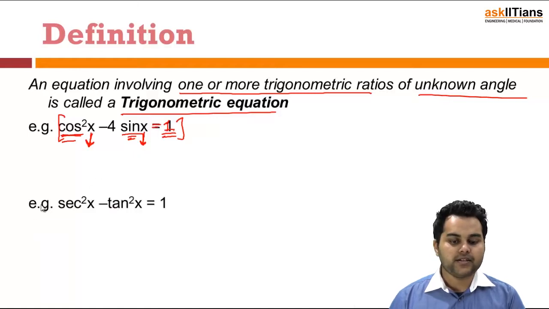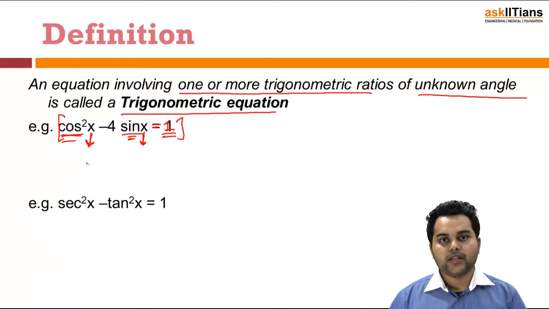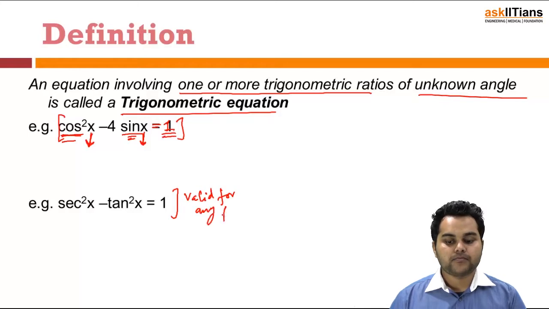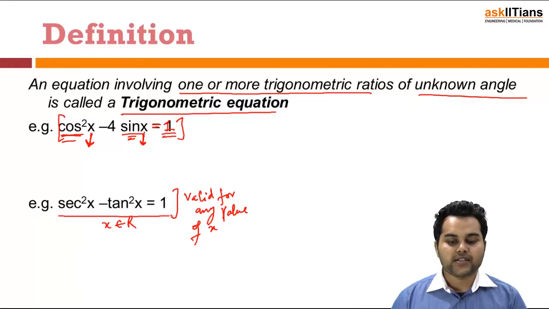Next example I can take is sec squared x minus tan squared x is equal to 1. Now sec squared x minus tan squared x is equal to 1, you must have already heard this. It's a basic trigonometric identity. Now what's an identity? Identity means it is valid for any value of x. So it does not matter what value of x you put in, this equation would be satisfied for all values of the unknown angle.